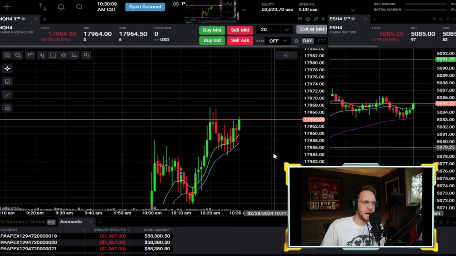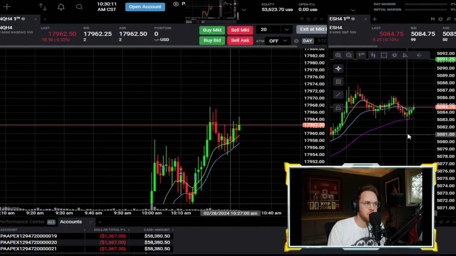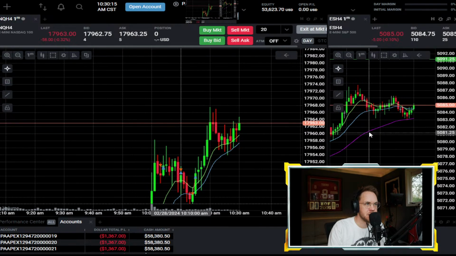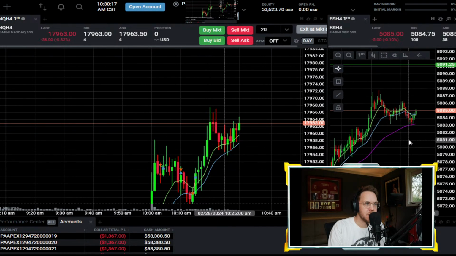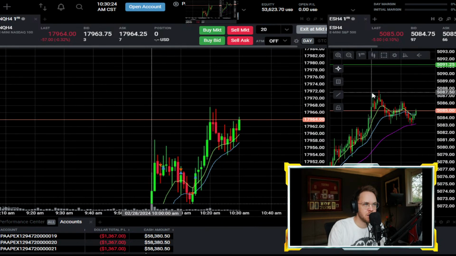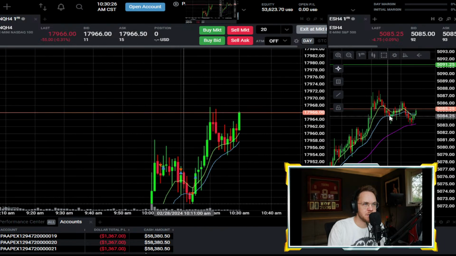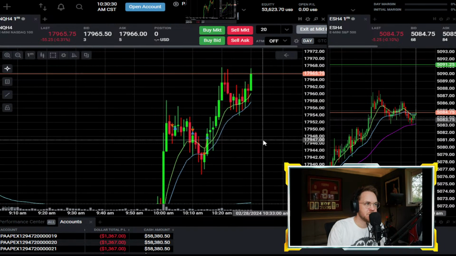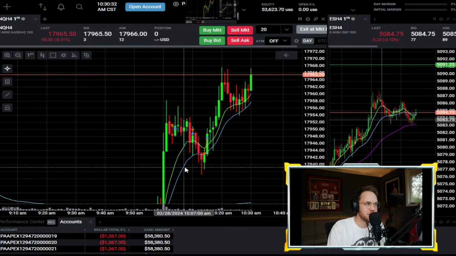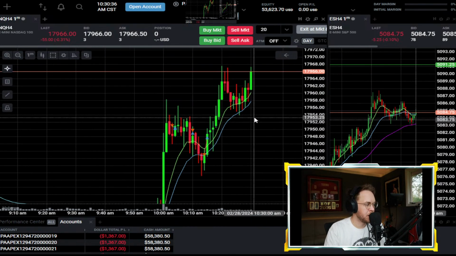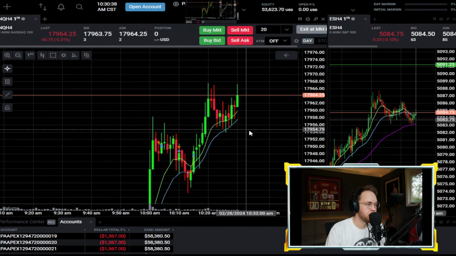Dang. Buyers are coming in strong. All right, so this is interesting because the ES is definitely showing weakness here. We have a downward trend in the ES right here. Lower highs and lower lows. In the Nasdaq, we have the opposite. We have higher highs and higher lows. So the markets are definitely not in alignment right now.